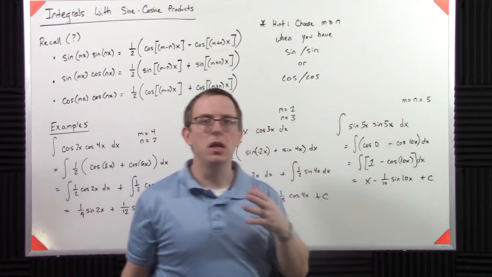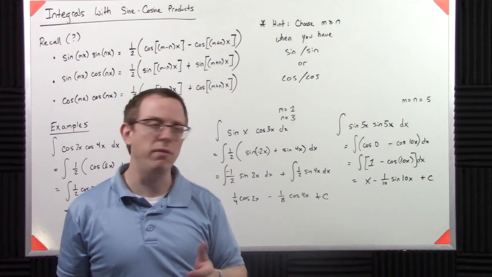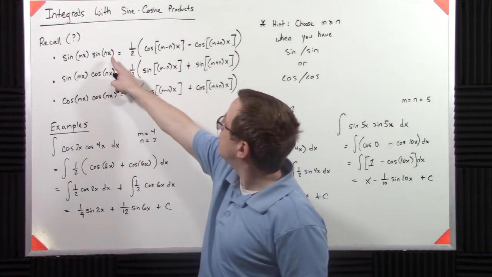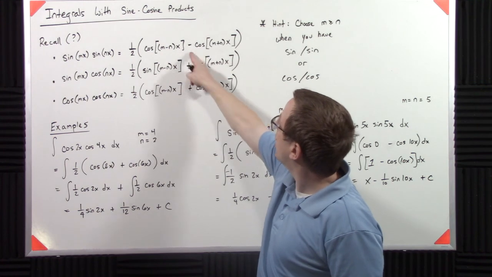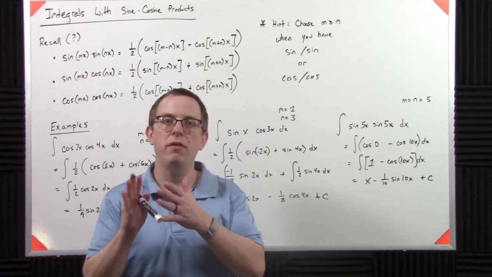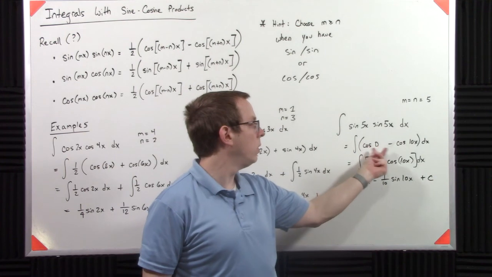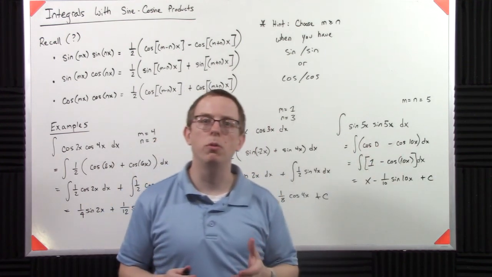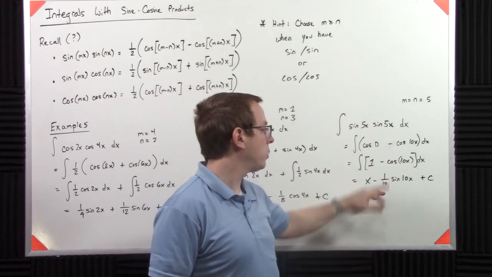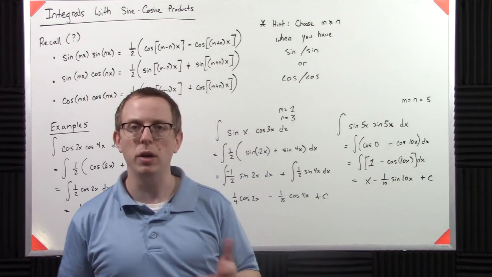Now this one, I like this one because it's an interesting one. When m and n are equal, you get kind of interesting behavior. So if I look at sine, that's this top one here, I get cosine minus cosine. So when I take m minus n, that's 5x minus 5x, well, it's cosine of 0. So I get cosine of 0 and then minus cosine of 10x. Now, cosine of 0, if you recall, is just 1. So I actually end up with 1 minus cosine of 10x dx, which antiderives to x minus 1/10 sine of 10x, again, plus your arbitrary constant.